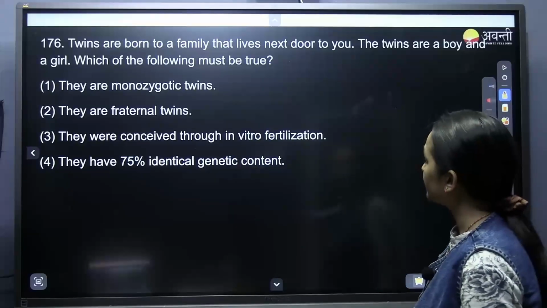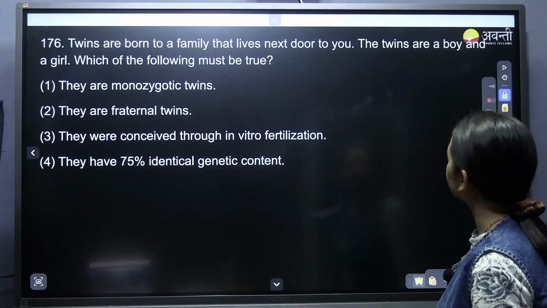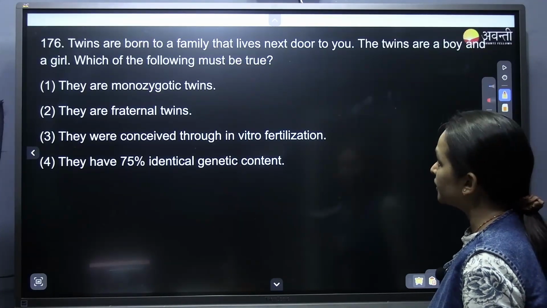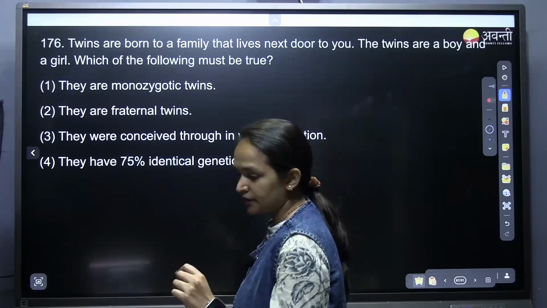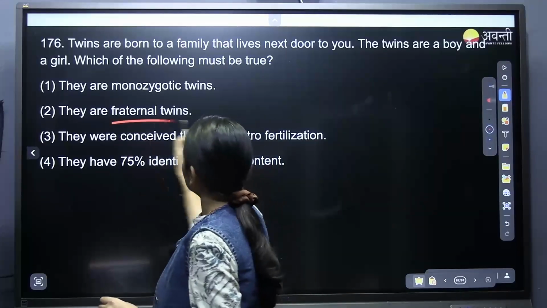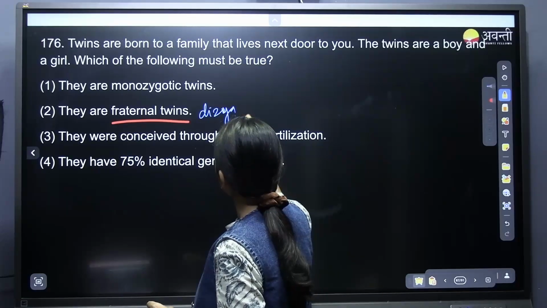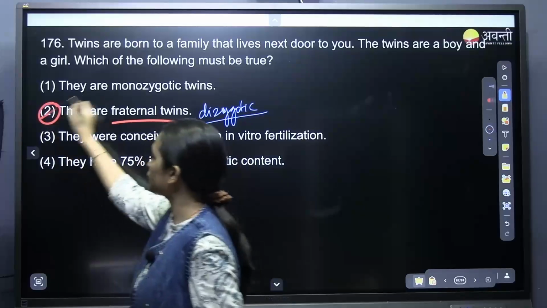Twins are born to a family that lives next door to you. Congratulations. The twins are a boy and a girl. Which of the following must be true? Are they monozygotic? Option 2. Yes. Fraternal means, otherwise it is called dizygotic. So option 2 is correct.